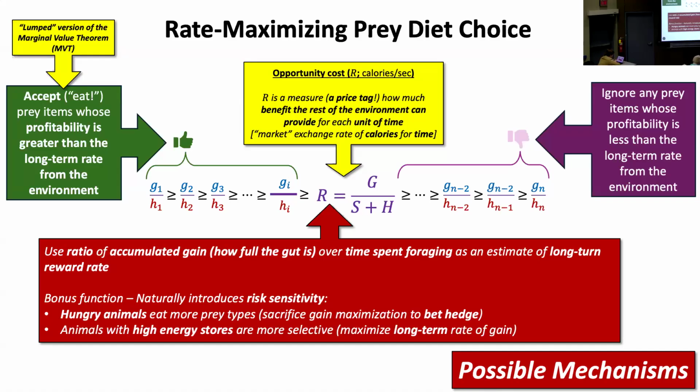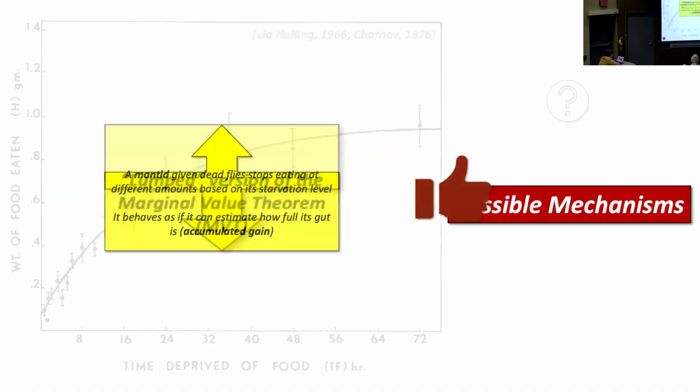And so the thought here is, although we're describing a static diet, maybe animals can actually estimate this on the fly, and that helps them make dynamic changes in their diet based on their current hunger state. So that's the other prediction there.